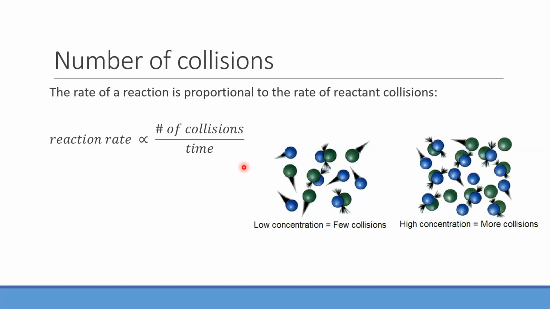And this helps us explain why changing the concentration of reactants changes the rate. And so if we think about the rate of a reaction being affected by the collisions that occur that are productive, the lower the concentration, the fewer collisions you will have, and the lower the rate. The higher the concentration, the more collisions you will have, and the faster the rate.